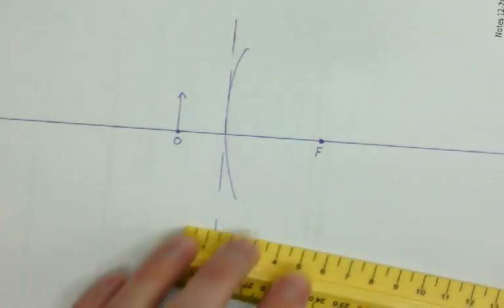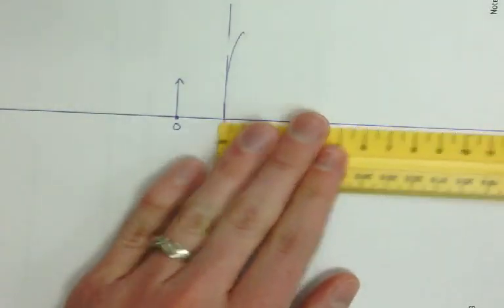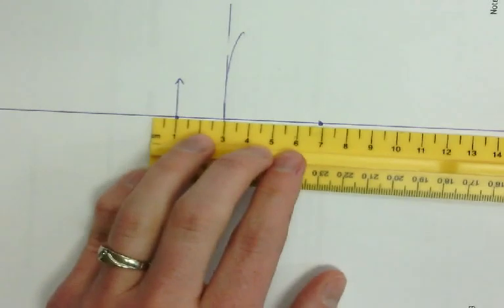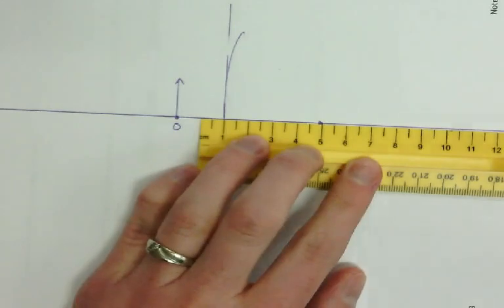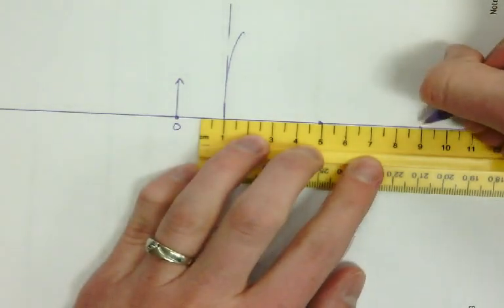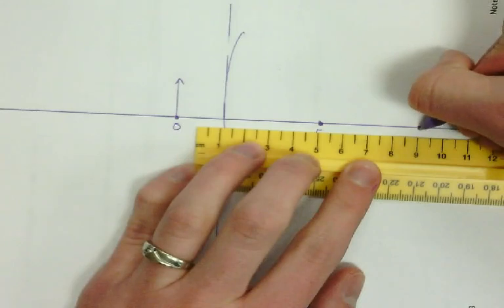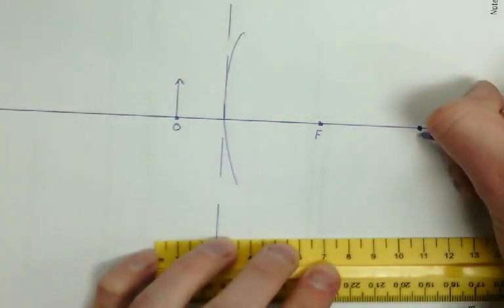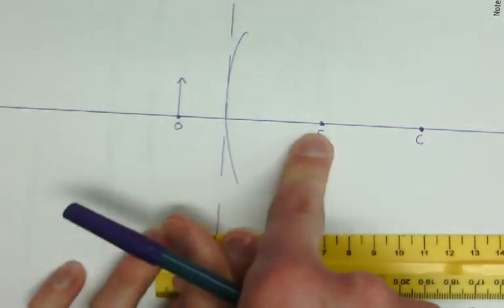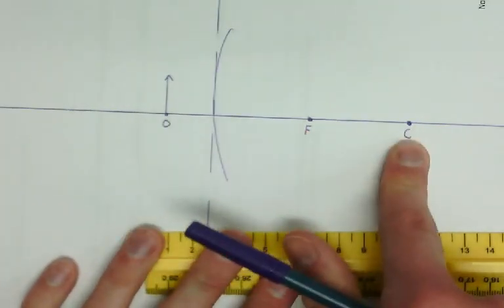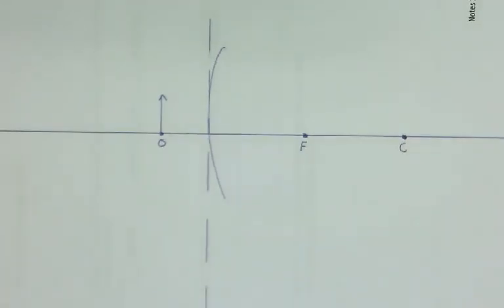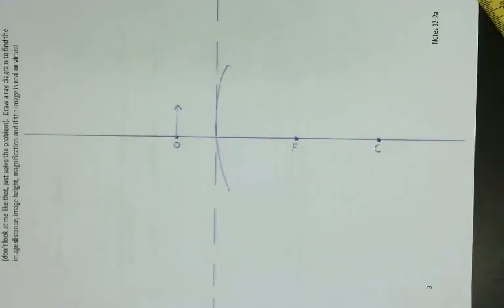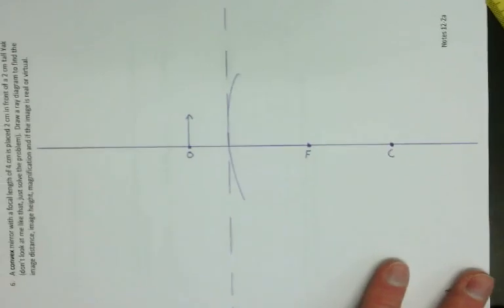And then the last thing to do is C, which is always double F. So that would need to be at 8. Should be here. So here to here is 4 centimeters, here to here is 4 centimeters. So we've got all the parts that we need. We've got our principal axis drawn, our object drawn, our focal point, and we've got C.